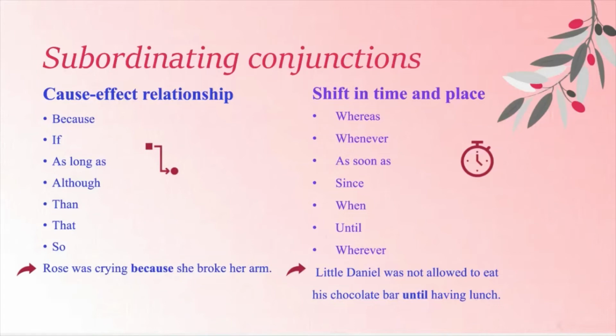Other subordinating conjunctions that express shift in time and place are whereas, whenever, as soon as, since, when, and wherever. Meanwhile, other subordinating conjunctions that express a cause-effect relationship are if, as long as, although, than, that, and so.